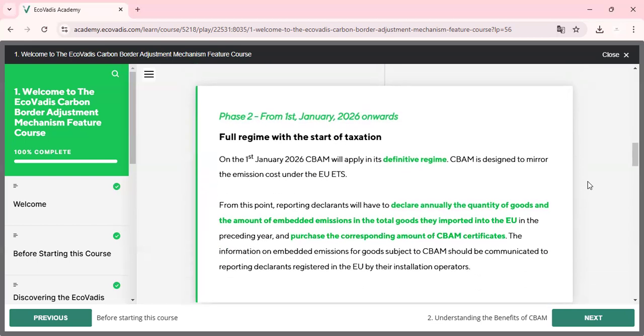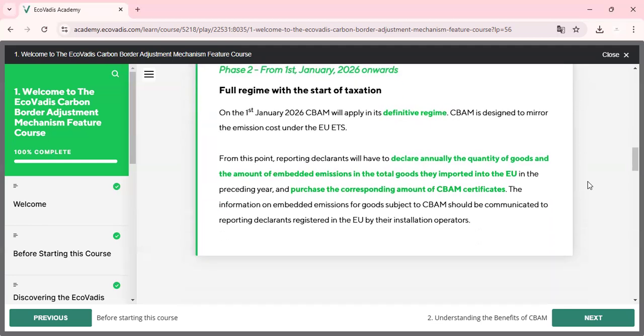Phase 2, from 1st January 2026 onwards. Full regime with the start of taxation. On the January 1st, 2026 CBAM will apply in its definitive regime. CBAM is designed to mirror the emission cost under the EU ETS.